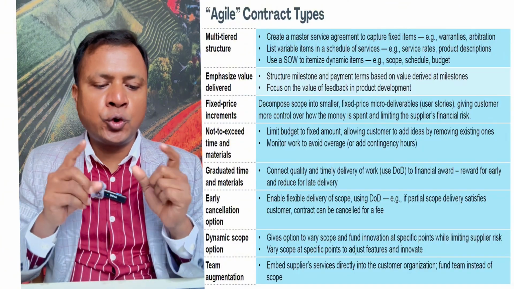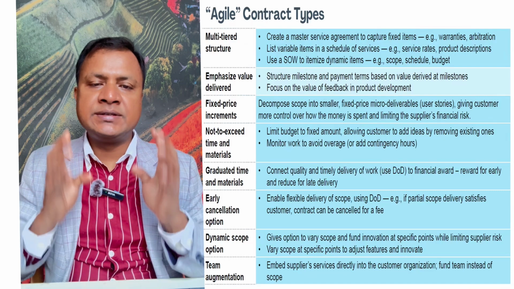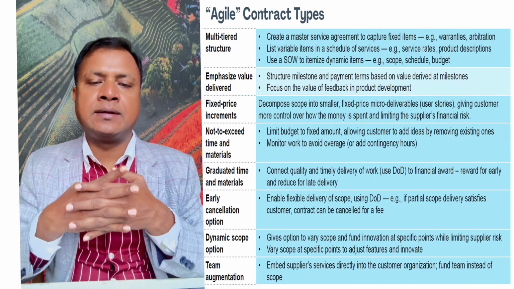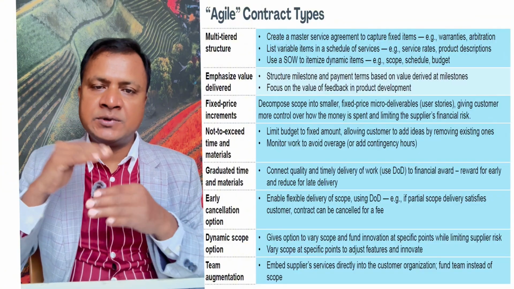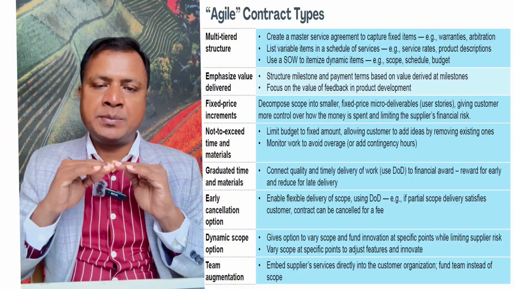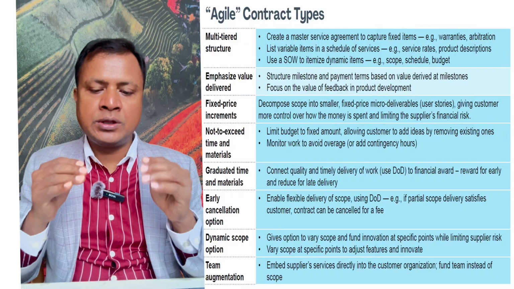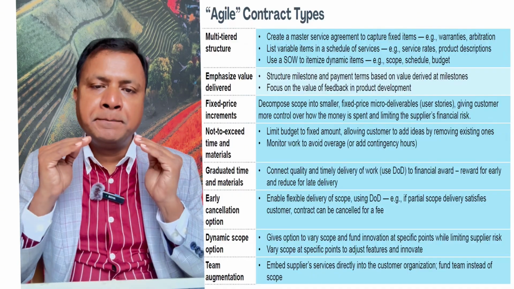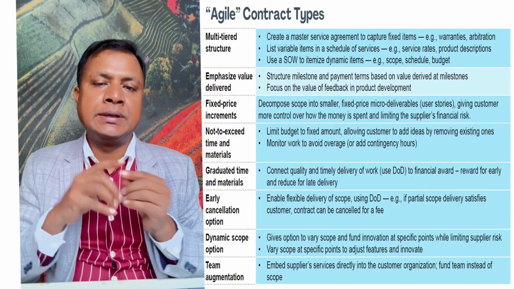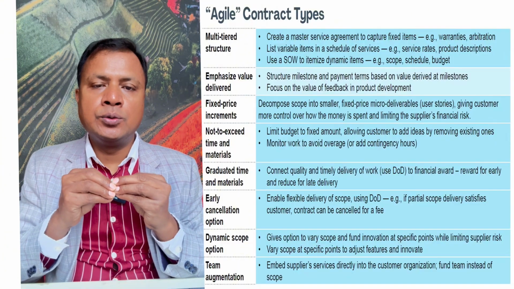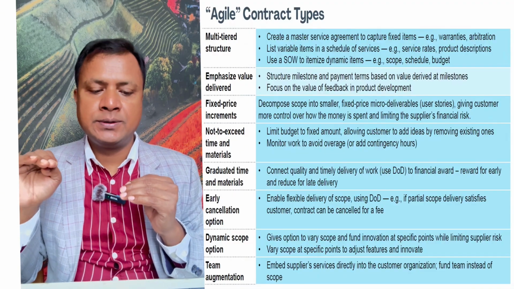Number 4 is not to exceed time and materials. In this case, the buyer and seller agree that they will keep the time and they will specify the materials. So if everything is within the limit, the budget is limited, so they have to work within budget. But if they want to reduce the budget, in that case some items will be removed.